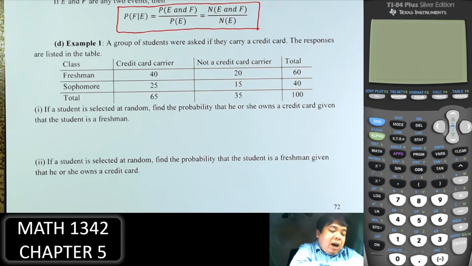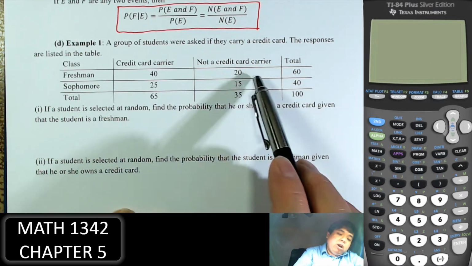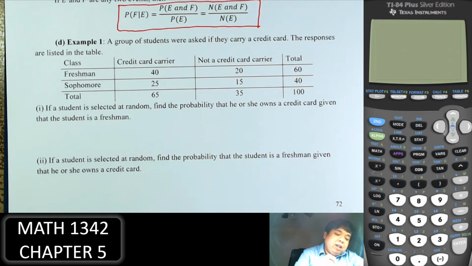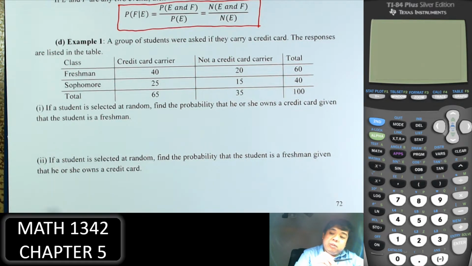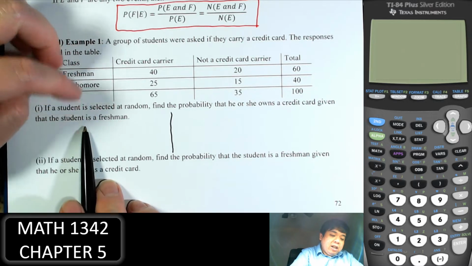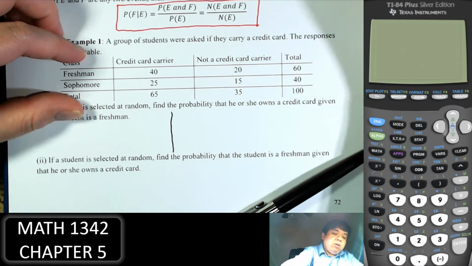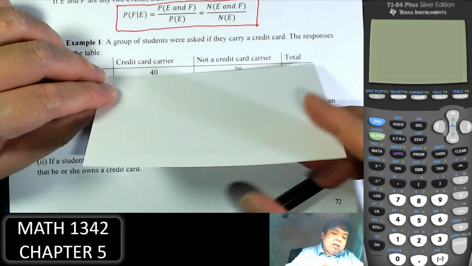Suppose a group of students were asked if they carry a credit card, and their responses are listed in this table. Freshman, sophomore, with a credit card, yes or no. If a student is selected at random, find the probability that he or she owns a credit card given that the student is a freshman. So if we do this based on counting, we can do it 2 different ways. Given that it is a freshman, how many freshmen do we have? The total will be 60 freshmen, right?